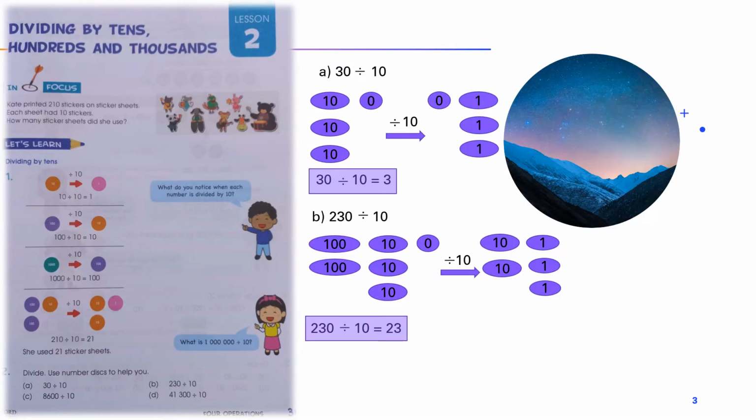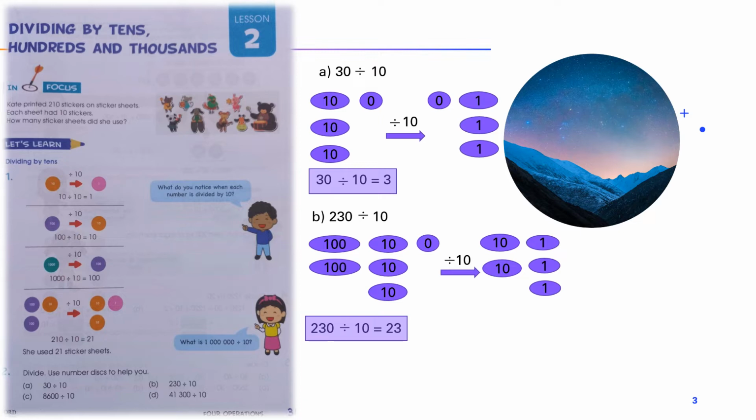Now we have an exercise in which we have to divide using the disk method. In part A, we have to divide 30 by 10. For 30, we have 0 ones and 3 tens. When these disks are divided by 10, as a result we will have 3 ones. When 10 is divided by 10, the answer will be 1. So, the end answer is 3 when 30 is divided by 10.